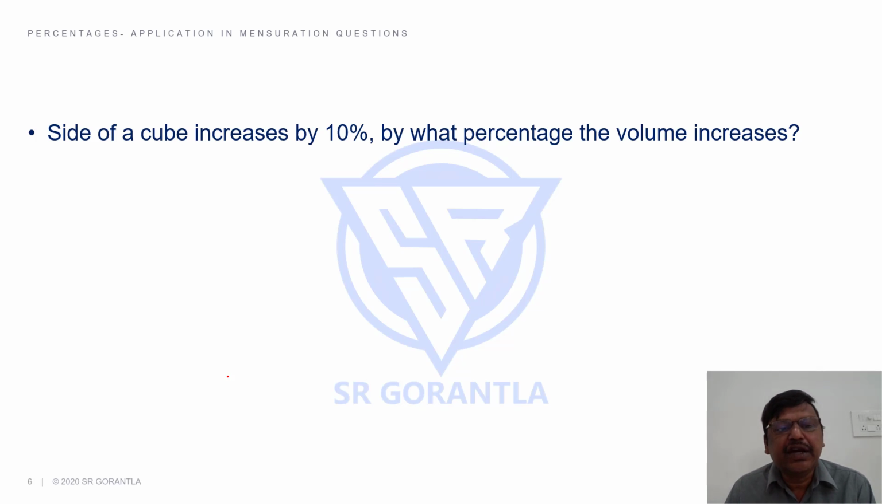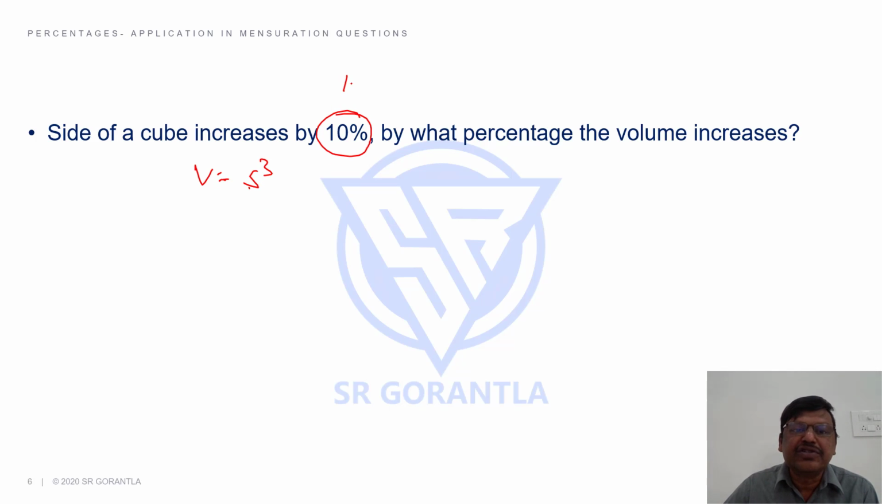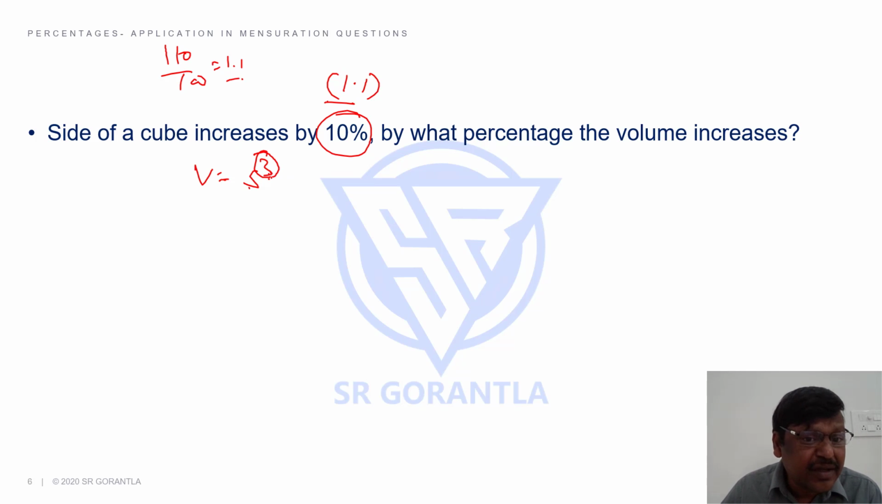If the side of a cube increases by 10%, what is the percentage increase in the volume? See, I'll tell you the shortcut directly here. The volume of a cube is s cube. Here the side increases by 10%, so the new side will be 1.1 times. Why 1.1 times? 10% more is 110%, or 1.1 times the old side. Now what is the power of s here? 3. What did I say when I explained the square? You should consider the power of the variable here. So it is 1.1 whole cube.